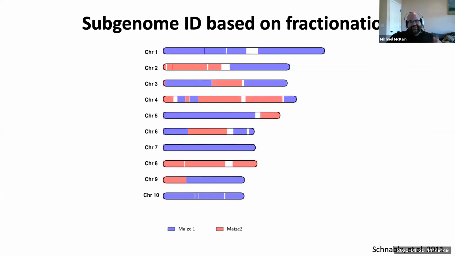There's a paper by James Schnable, so different Schnable, in 2011, where he started to look at fractionation across the maize subgenome. He kind of broke the maize subgenome down into pieces, like maize 1 and maize 2, based on fractionation rate. And this is an image, I believe from the supplemental material of that paper. This is kind of like where he envisioned the genome looking like at the time, based on the data that he had.